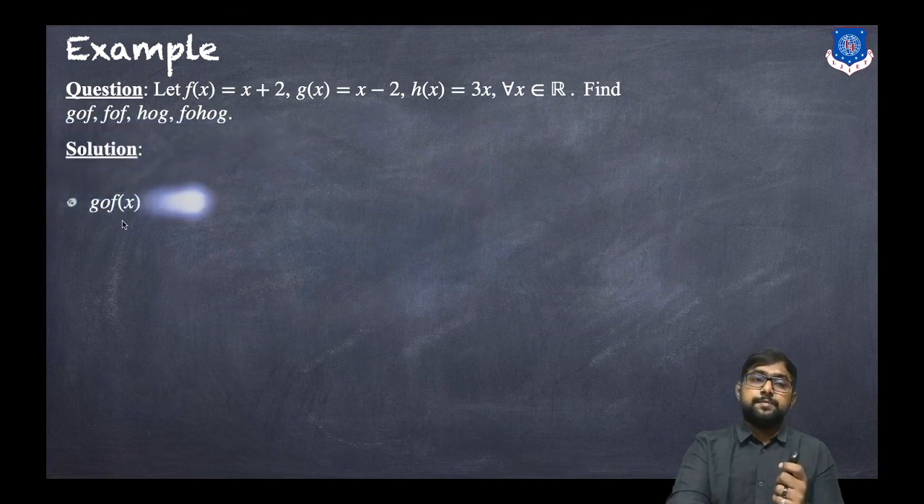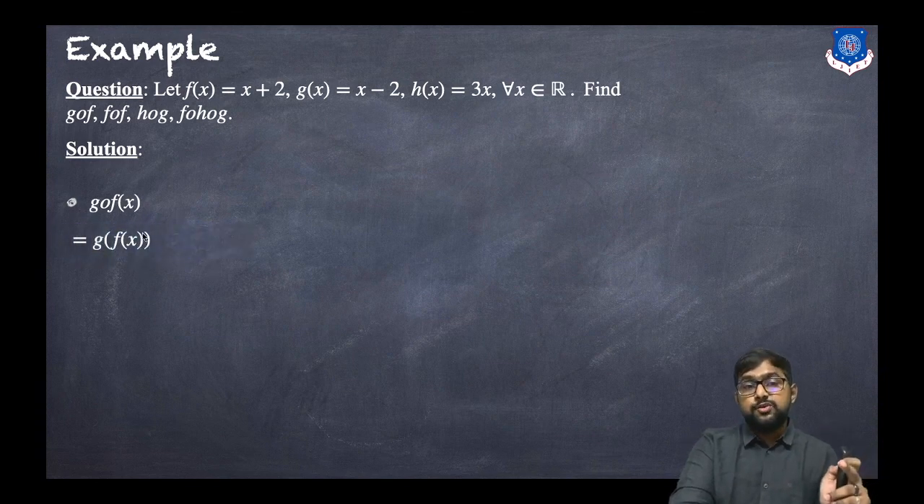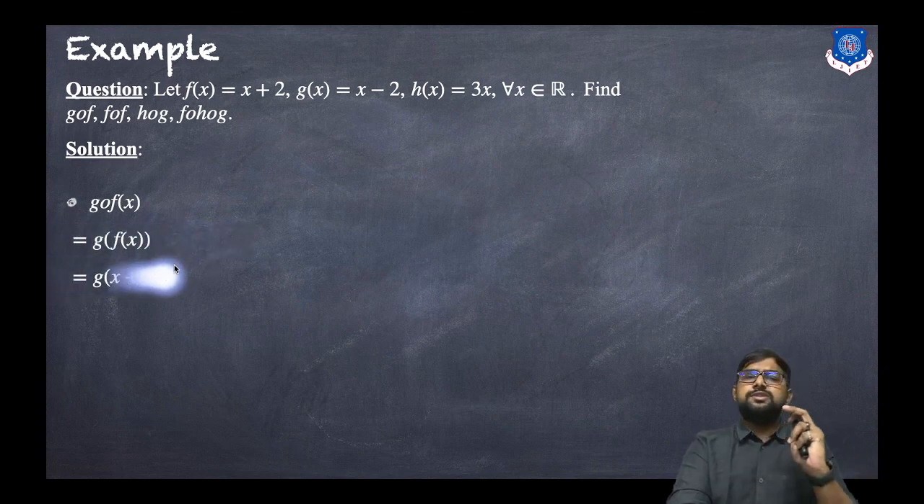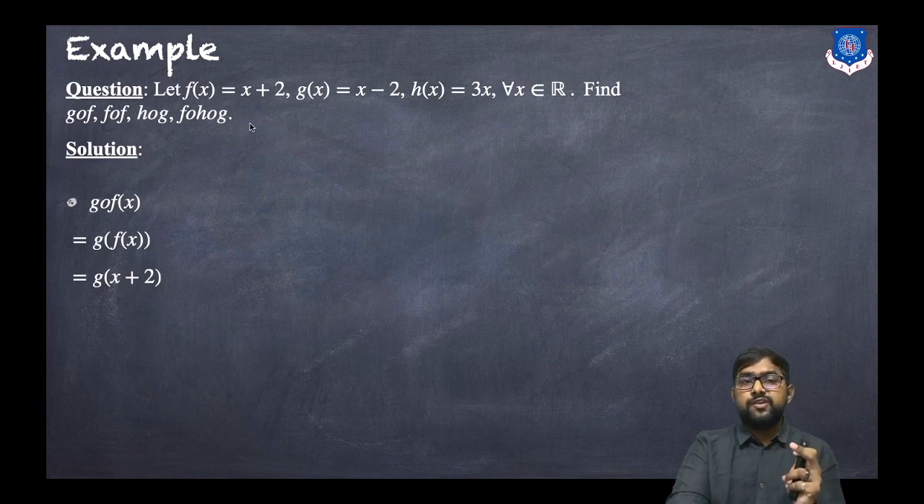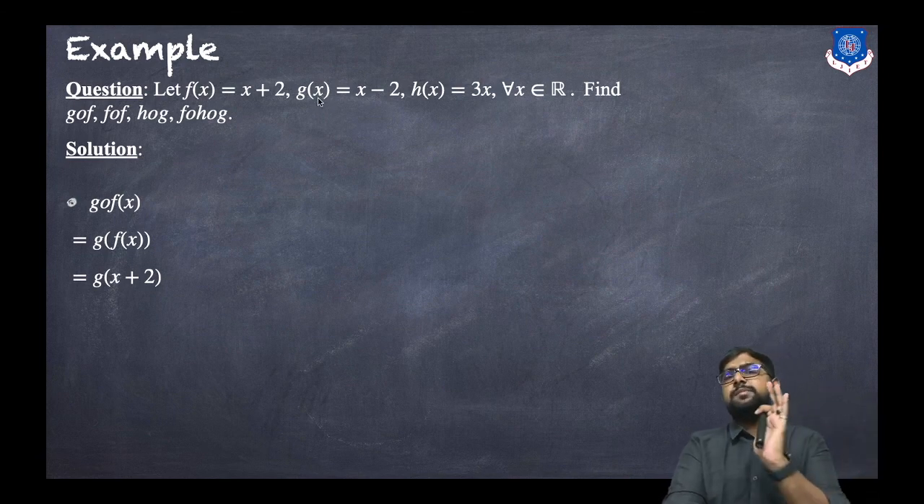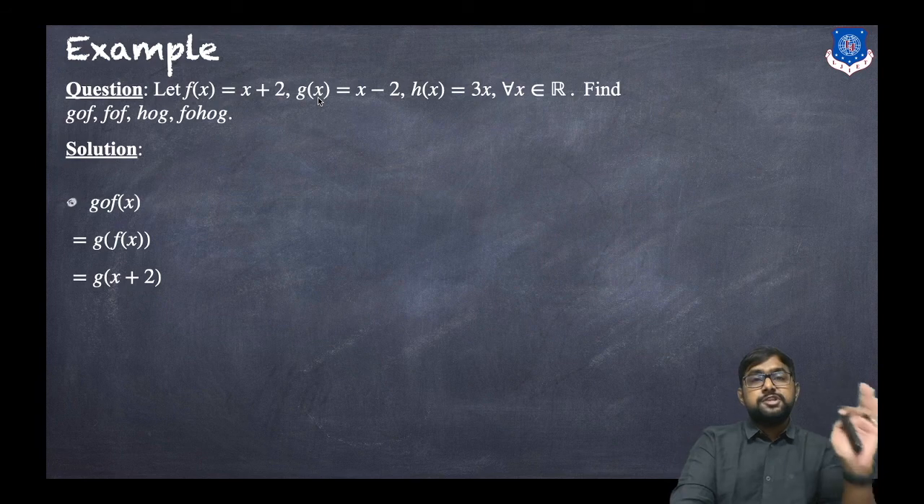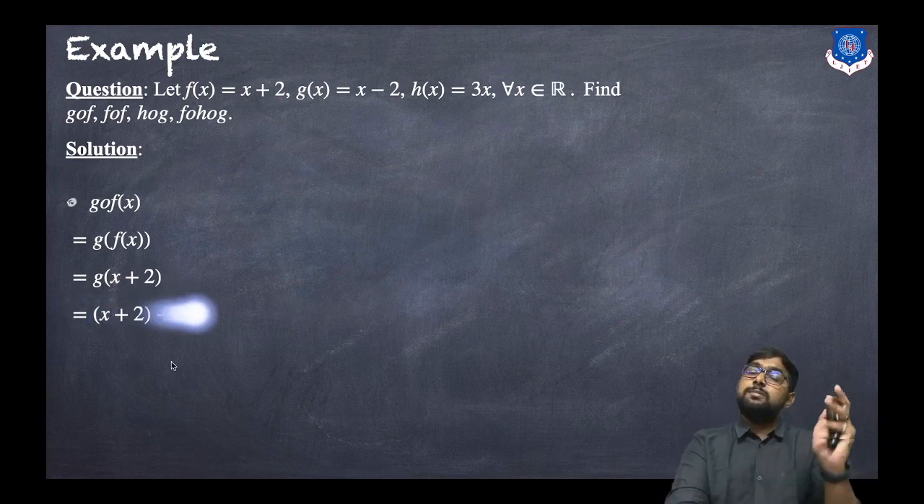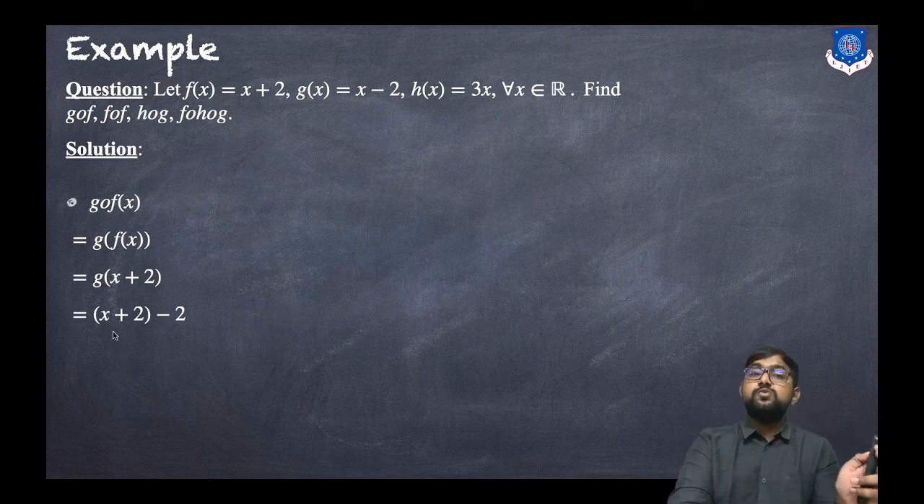So the first step, (g∘f)(x). What does that mean? It is g of f of x. Now just substitute the value of f of x. What is f of x? That is x plus 2. So g of x plus 2. Now what is g of x? g of x is x minus 2. So whatever the x is there, just subtract 2. If we have something, then something minus 2. Here that something is x plus 2. So that means x plus 2 minus 2. So the final answer will be x.